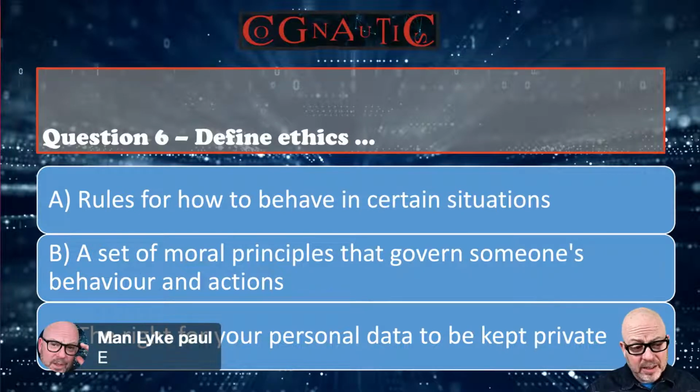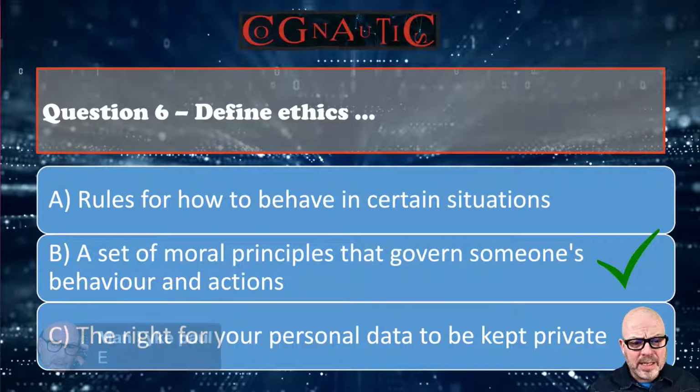Aha. Do you know what I think it is, E? I reckon that's probably what it is. Shall we see? Let's play some exciting music. And the answer is... dun, dun, dun. It's B. A set of moral principles that govern someone's behaviour and actions. Yes, now ethics can be written down into a code of ethics that you're expected to follow, but it's different from a law, which is a legal framework.